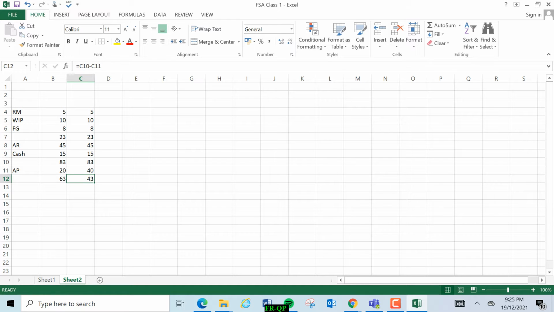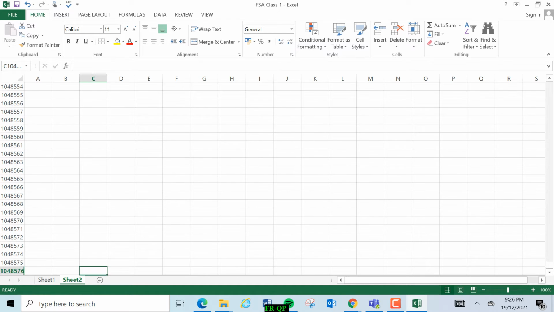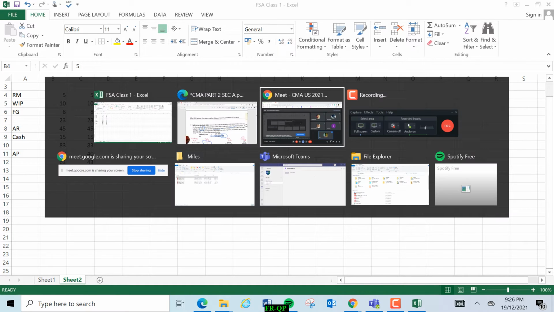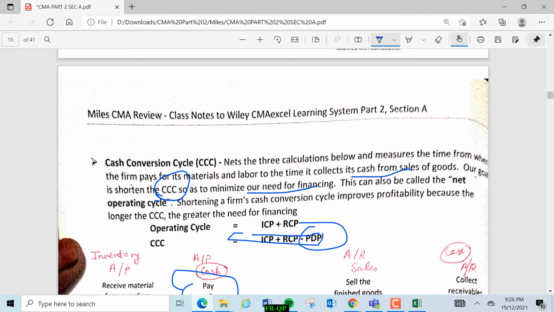So if you want to be risk free, because the moment you keep a long cash conversion cycle, it means you need more cash to do your business. If you are shortening it, actually you are reducing the cash. So you need less cash to do your operation. This is your business's normal process. This is also called the net operating cycle.